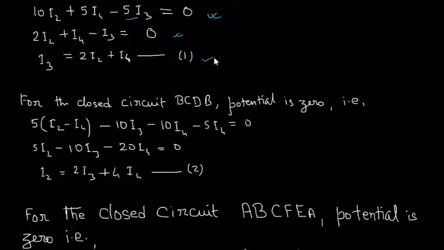This is equation 1. Similarly, in the closed circuit BCDB, potential is 0, that is 5(I2 minus I4) minus 10I3 minus 10I4 minus 5I4 is equal to 0. Now on calculation we get 5I2 minus 10I3 minus 20I4 is equal to 0, that is I2 is equal to 2I3 plus 4I4. This is equation number 2.